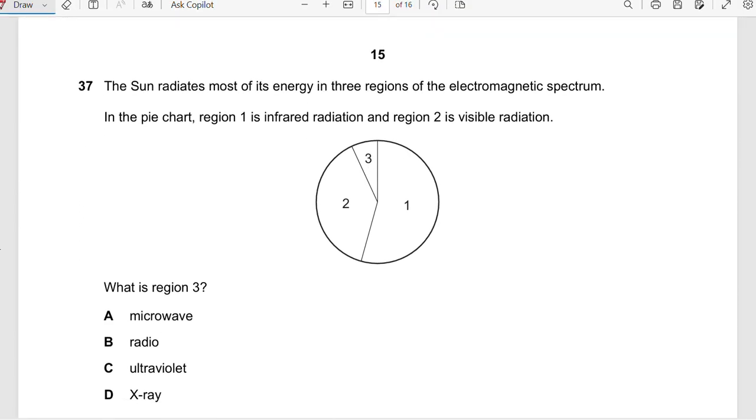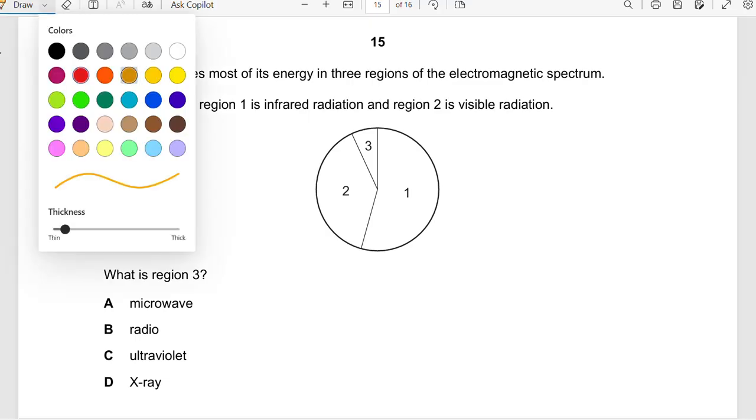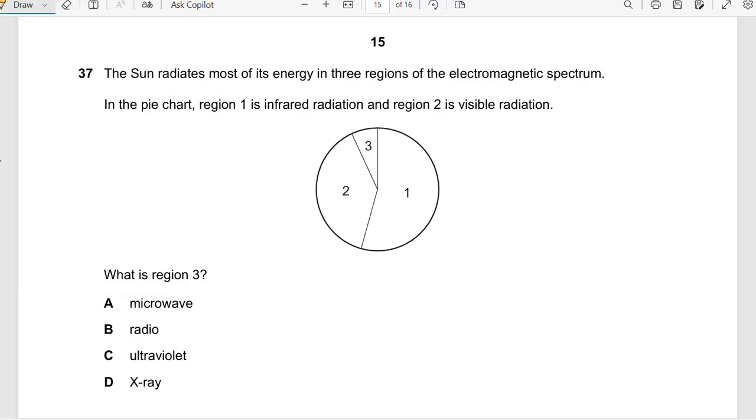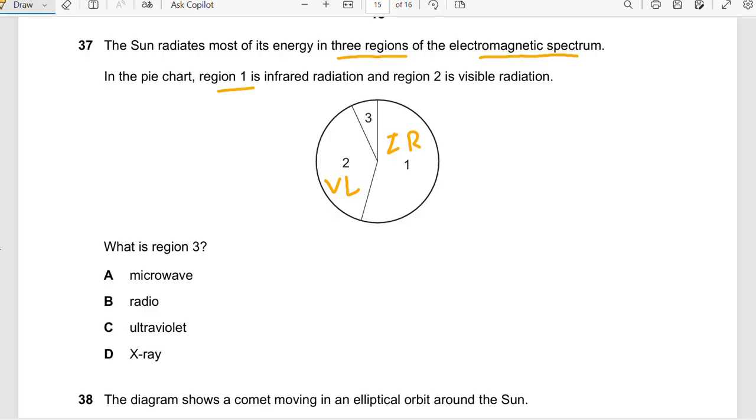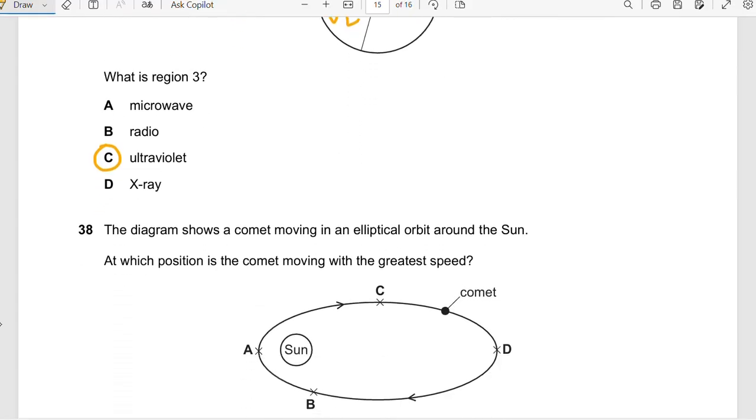Question 37. In question 37, they say the sun radiates most of its energy in 3 regions of the electromagnetic spectrum. In the pie chart, region 1 is infrared. Okay, and region 2 is visible light. Okay, what is region 3? I hope you remember there are 3 main regions: infrared, visible light, and ultraviolet. Option C. Ultraviolet, option C.